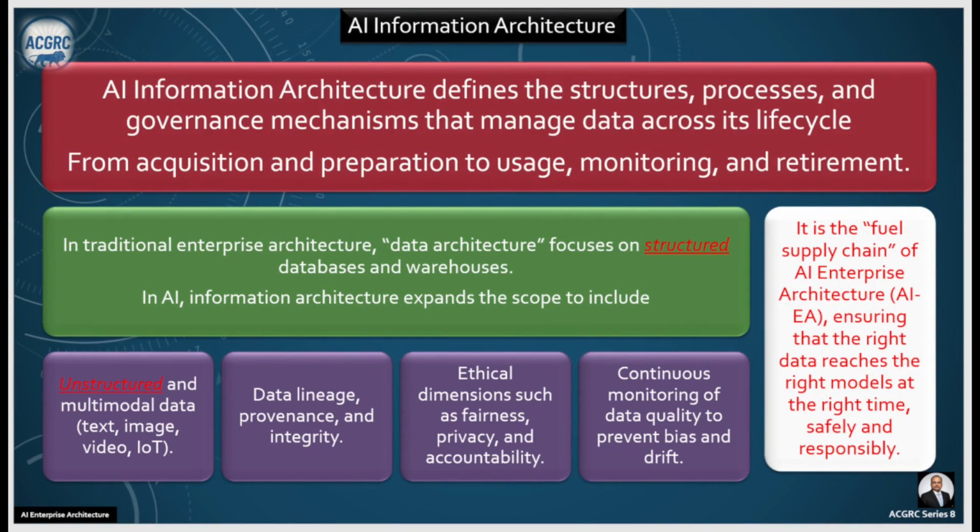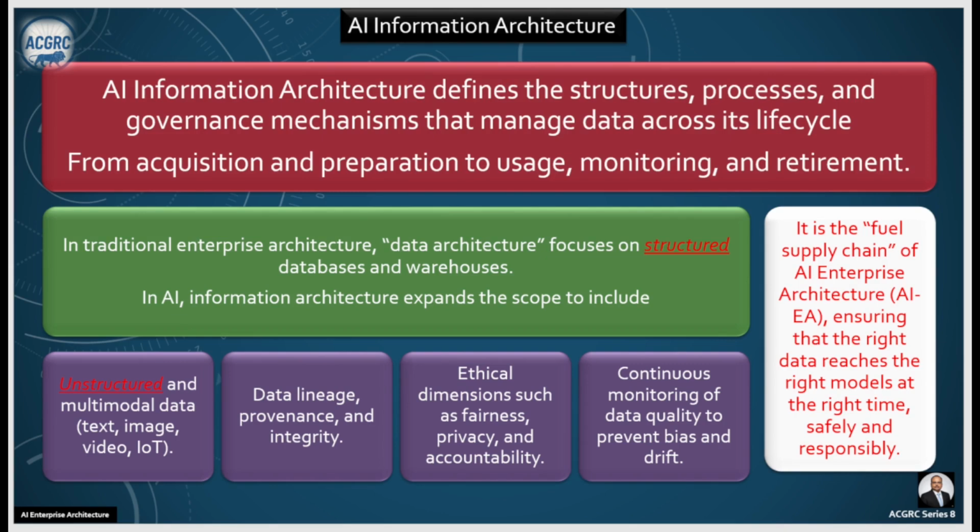AI information architecture defines the structure, processes, and governance mechanisms that manage data across its life cycle, from acquisition and preparation to usage, monitoring, and retirement. Traditional enterprise architecture's data architecture focuses on structured databases and warehouses. AI information architecture expands the scope to include unstructured and multi-modal data, could be text, image, video, or data from IoT.